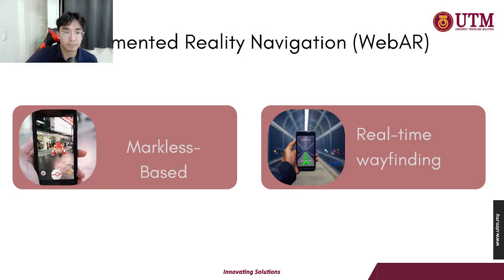And there is augmented reality navigation. There are two features that I implement in this project. It is markerless base and real-time wayfinding. There is no QR code or marker that we use in this project because it all uses geolocation, which is implemented to develop the real-time wayfinding feature.